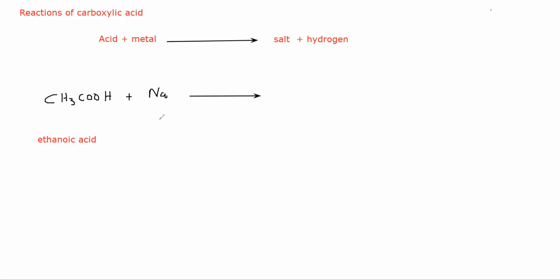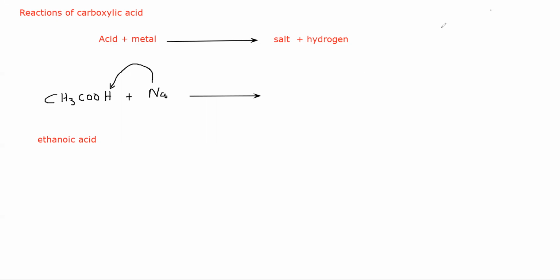So what happened is sodium is more reactive. It will displace the hydrogen. So it will displace this last hydrogen of a carboxylic group. When it will displace this last hydrogen of a carboxylic group, it will form a salt, and this salt is called organic salt. As carboxylic acids are known as organic acids, and the salt which is formed is known as organic salt.